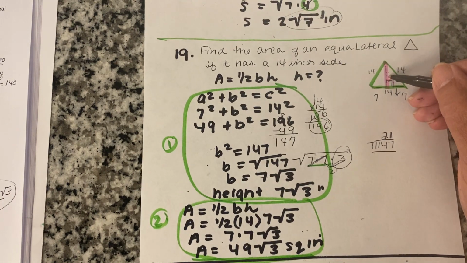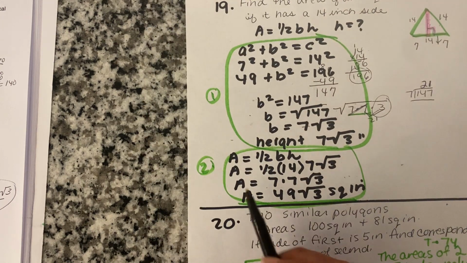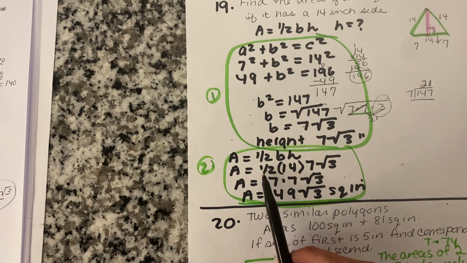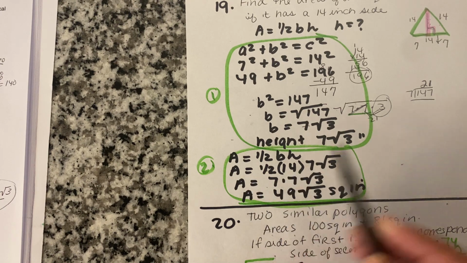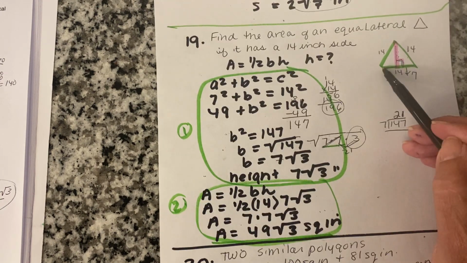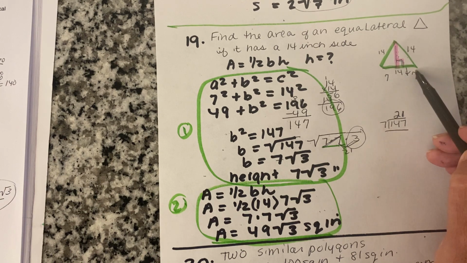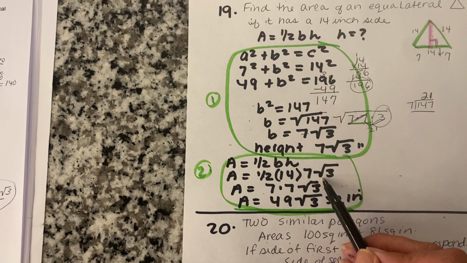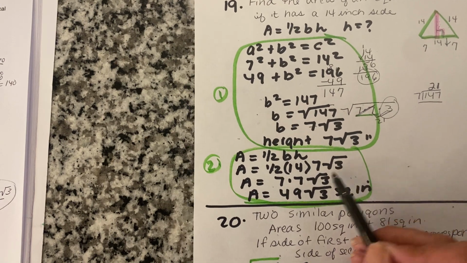But we need the area. Well, we know the area is 1/2 base times height. So you fill in 1/2 base. Well, this base is going to be 14, because the side is 14. This is the base. 14 times the height, which we found up here, 7 times the square root of 3. So we fill that in.